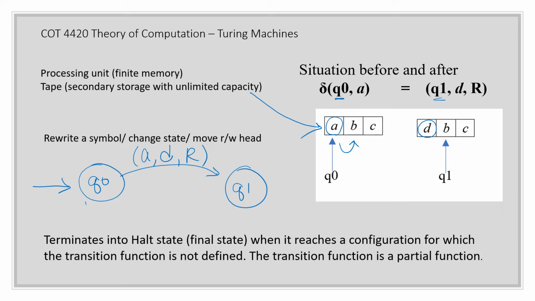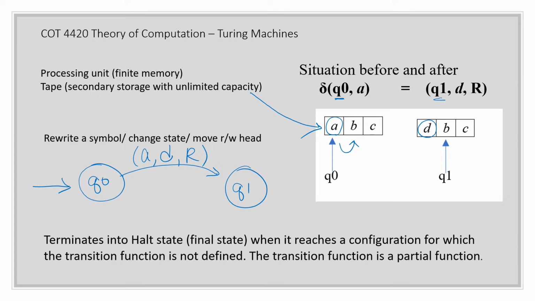So you could have a transition in which you stay in the same state. We'll have examples of that in a minute. This is just showing you the situation before the transition and the situation after the transition and how you can move. You can move right or left along the tape, and you can either leave the symbol alone or you can change it. In this case, we're changing it.